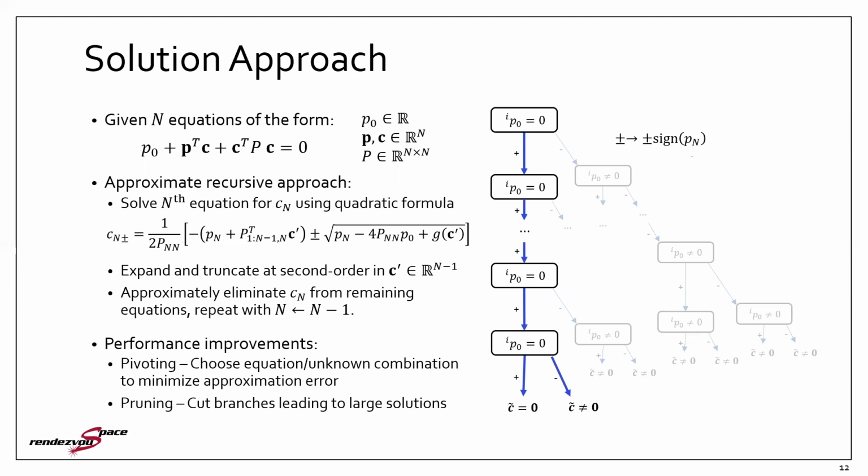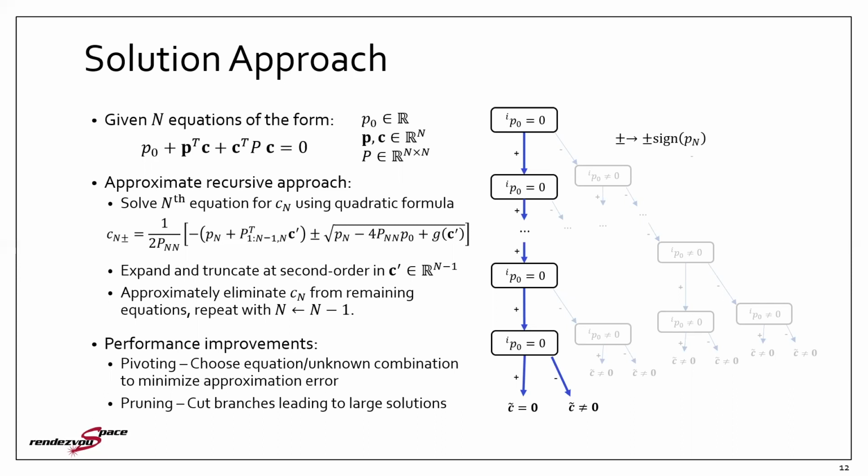Second, our dynamics model is just that, a model. So we don't expect the solution of our system to exactly reflect the true relative state. These insights motivate an approximate solution approach where we can use a quadratic formula to solve any of the equations in our system for one of the unknowns.